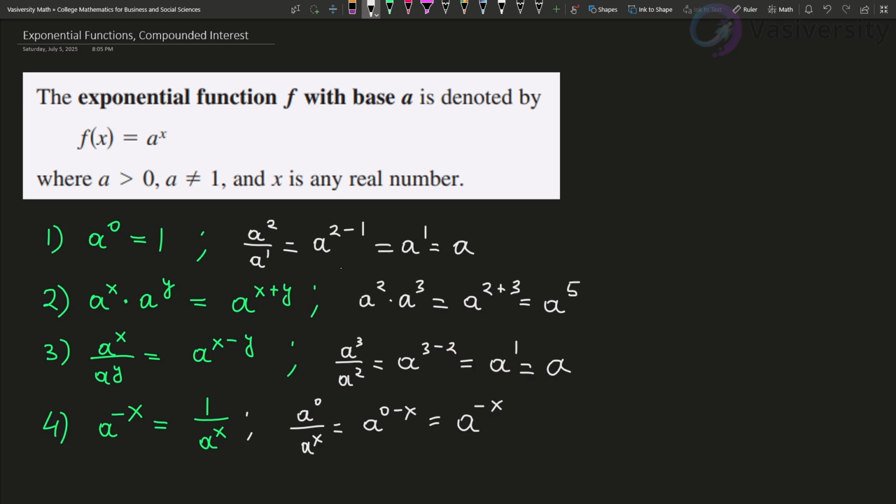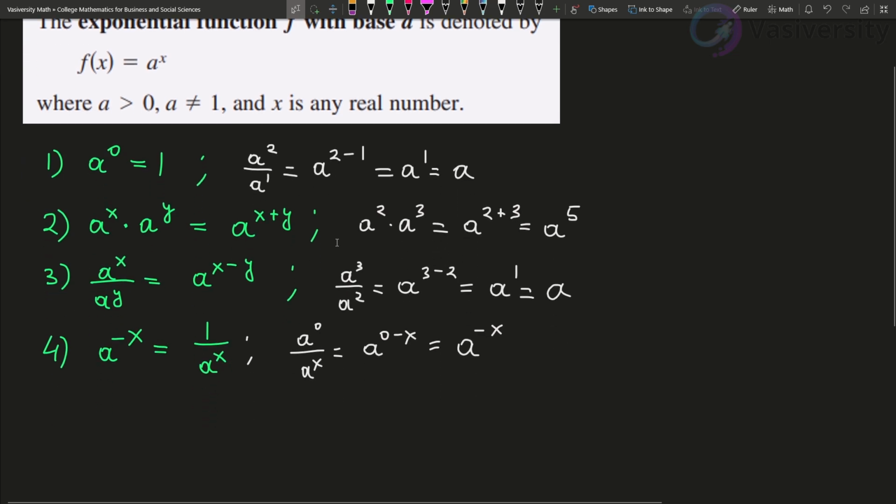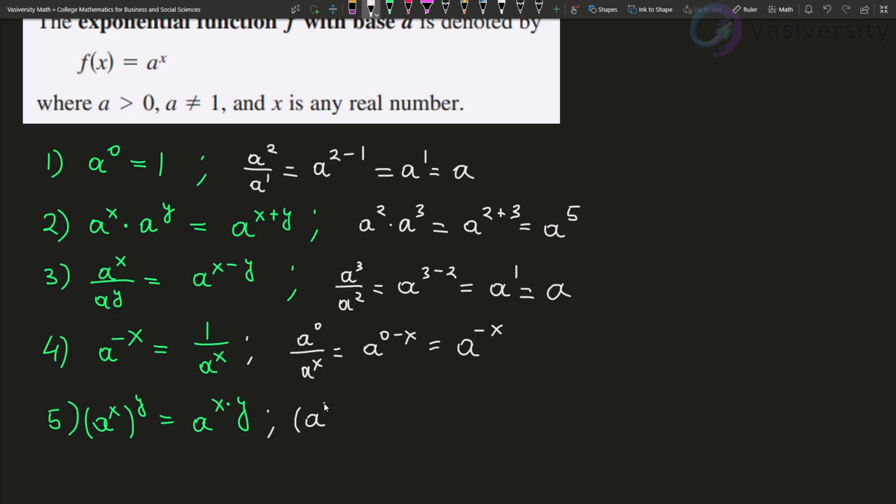Okay, now let's go ahead and take a look at power to power, because sometimes we might have something like the following. We can have a to the power of x and then all of that to the power of y. That is essentially going to be equal to a to the power of x times y. So it's going to be multiplication. Let's take a look at it. If we have a to the power of 2 and then everything to the power of 3, what does that actually mean?